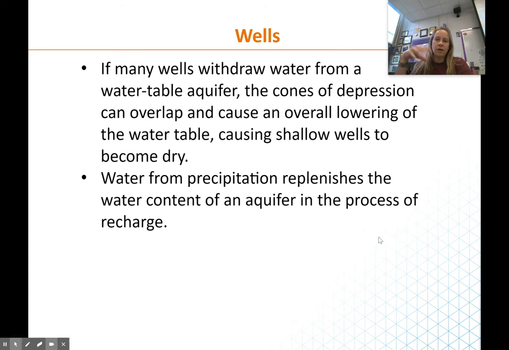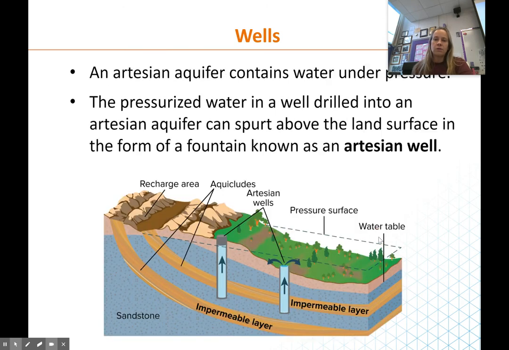It rains again and fills up the aquifer, hopefully. So that's in normal times, but we know in California that we have times where there's lots of drought. So we just have to be really careful of that.